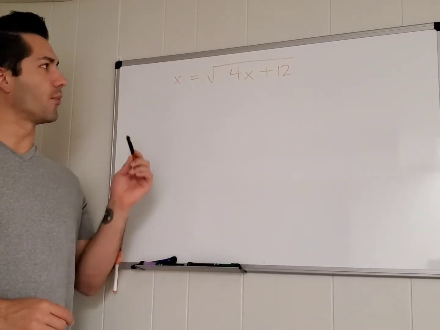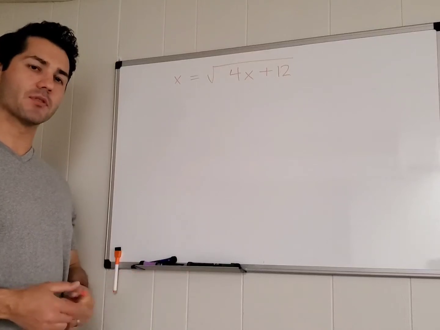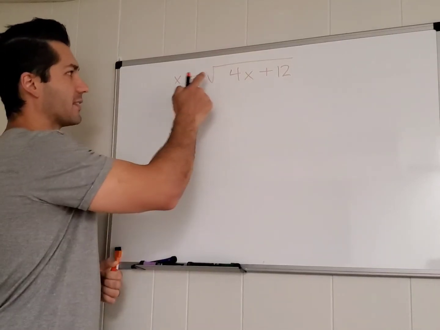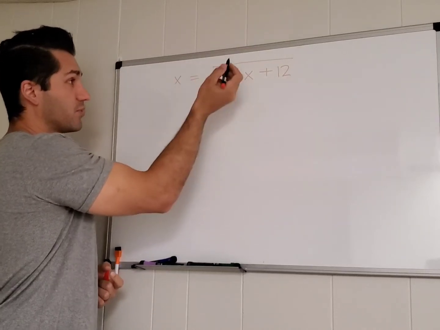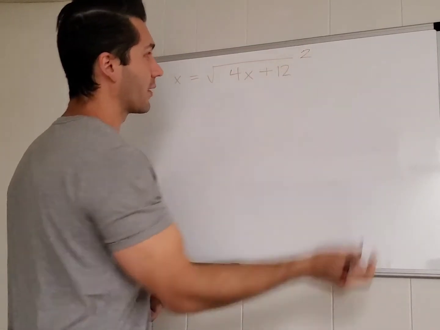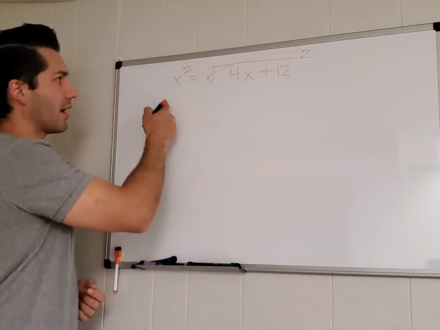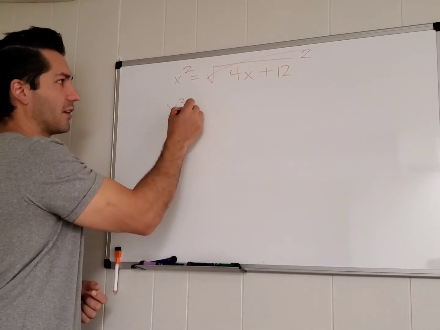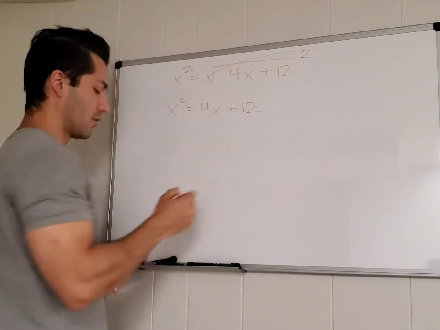Alright, so kind of similar to the one we just did. Let's just review it. We're going to be doing the same exact steps. I basically want to get this square root gone so I can get this x out. So to get rid of this square root, I'm going to square it. Whatever you do to one side, you do to the other. These kind of cancel each other out. I am now left with x squared equals 4x plus 12.